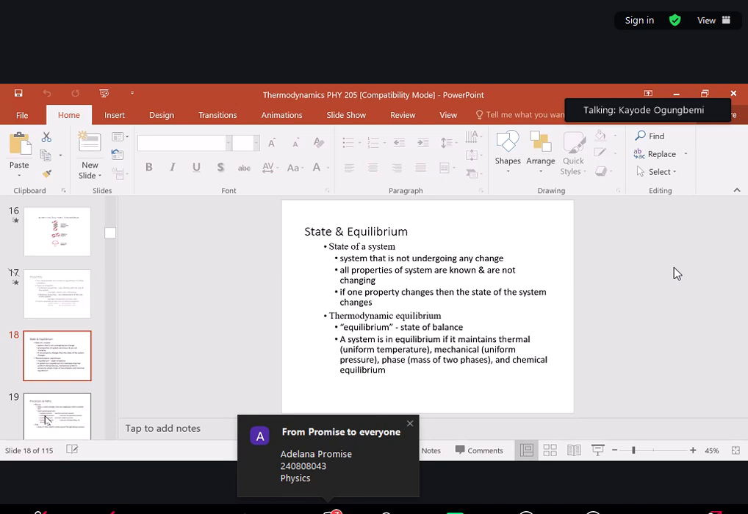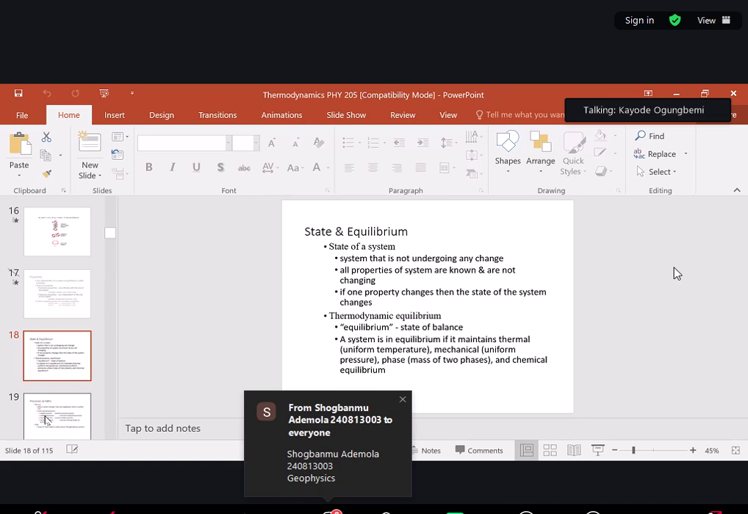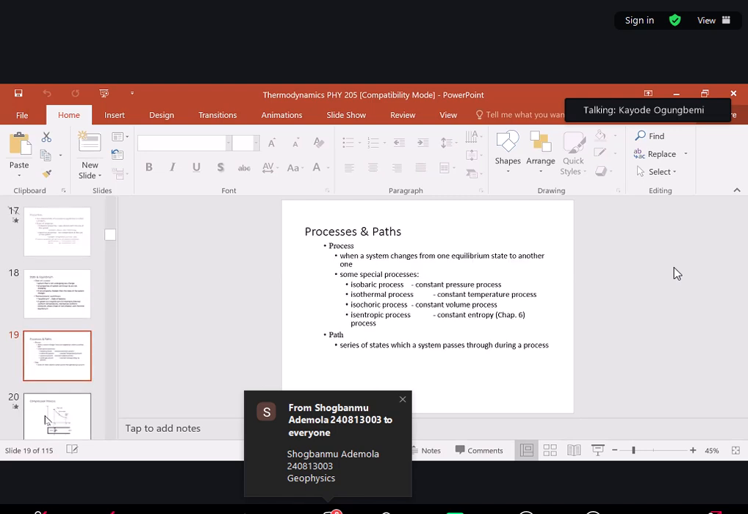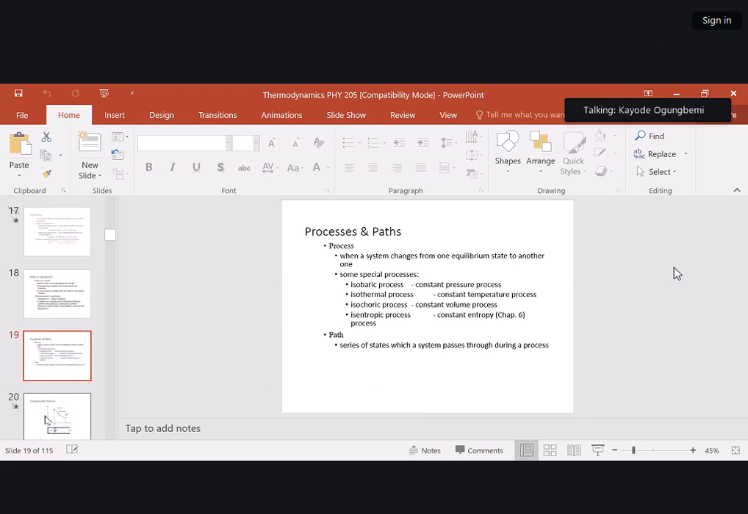We can also talk about phase change, changing from liquid to solid or solid to gas. That phase must also remain constant. So that is what we mean by that. Then we talk about process. Process, that's another terminology. What is a process? When a system changes from one equilibrium state to another, it undergoes what we call a process. So yes, transformation, the process of moving from one level to the other, okay?